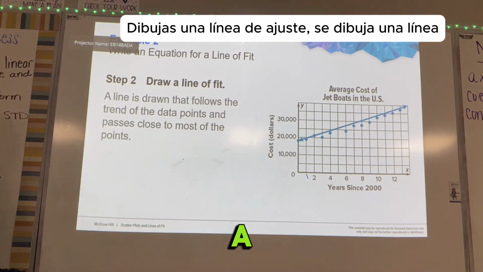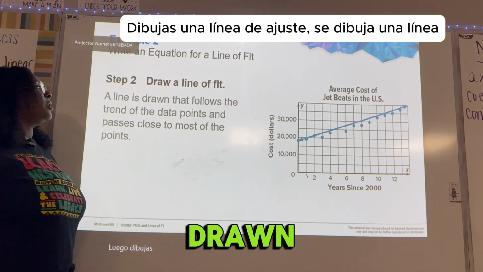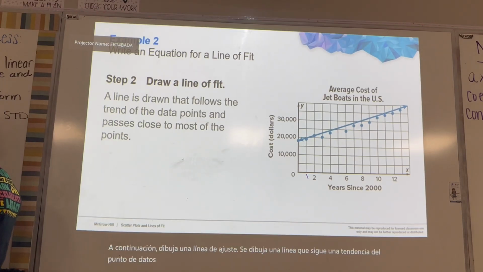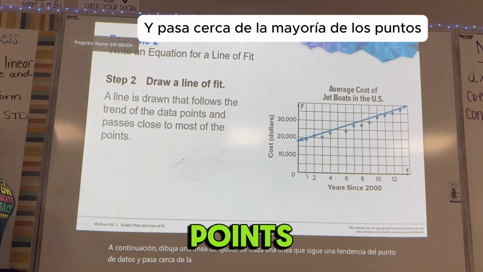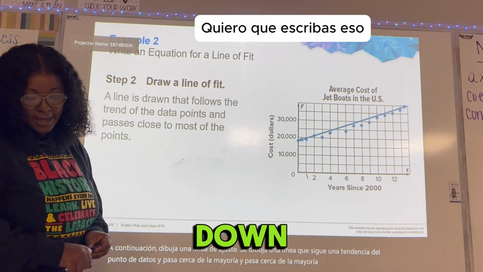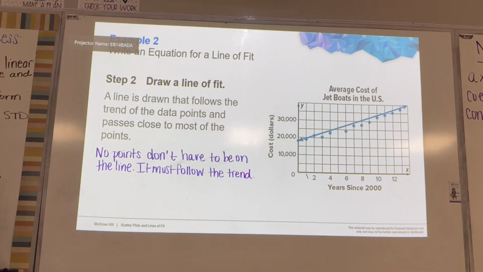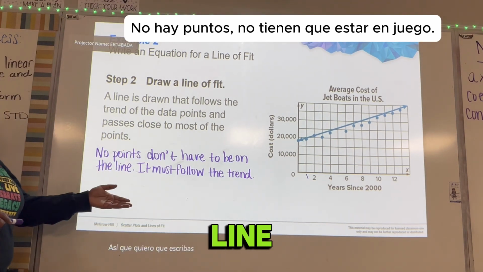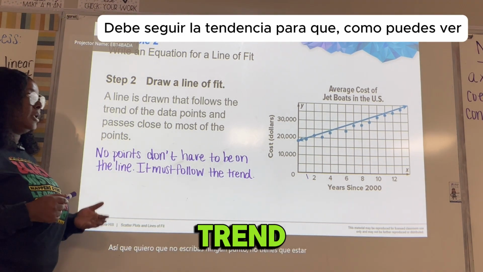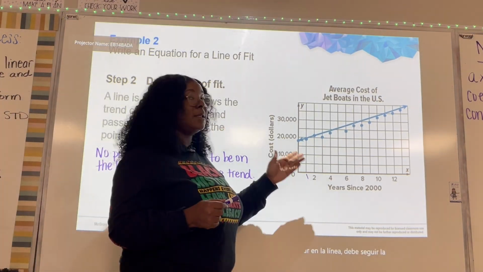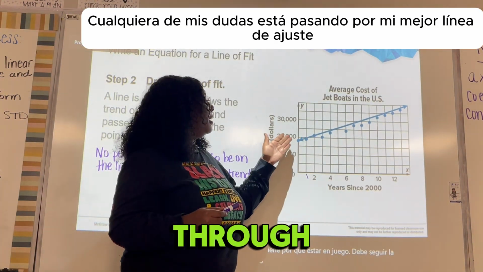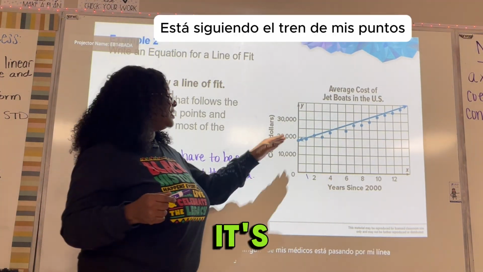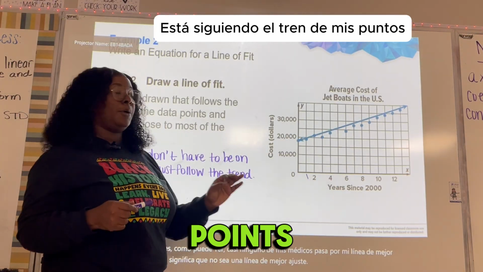Then you draw a line of fit. A line is drawn that follows the trend of the data points and passes close to most of the points. I want you to write down that. So I want you to write down: no, points don't have to be on the line. It must follow the trend. So as you can see, barely any of my dots are going through my best fit line, but that does not mean that's not a best fit line. It's following the trend of my points.